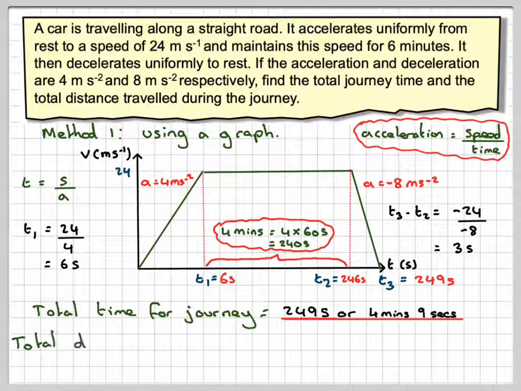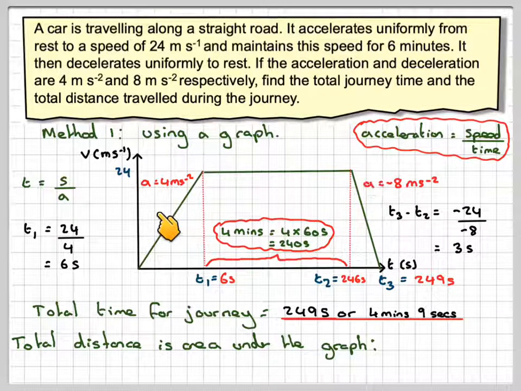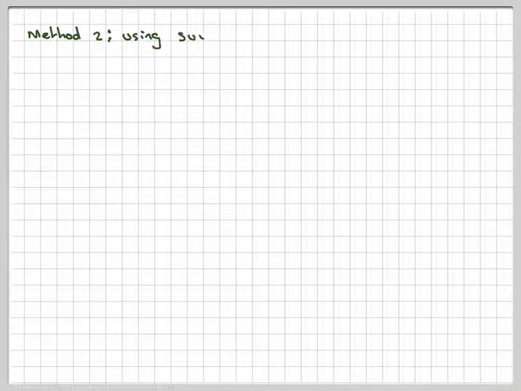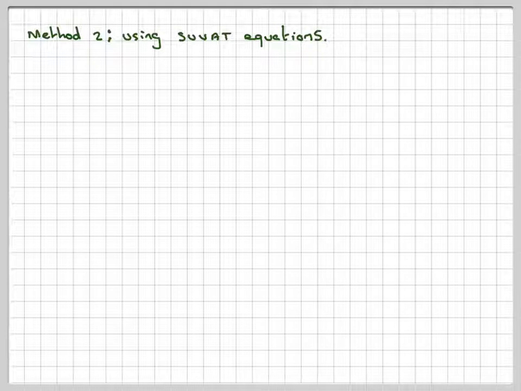Now, the total distance is the area under the graph. So this is a trapezium, so we need to find this length and this length. So this length here is 240, and this length here is 249. We need to multiply it by the height, which is 24, and divide by 2. And that will give me 5,868 meters, or 5.868 kilometers. Right, now if we use the Suvat equations, and I probably think the graphical method would probably be the easier of the two.